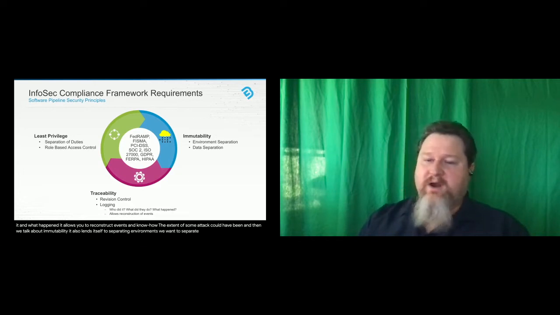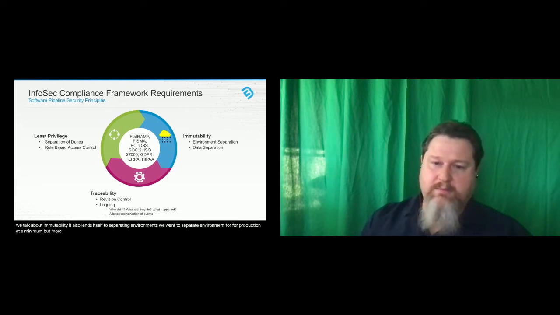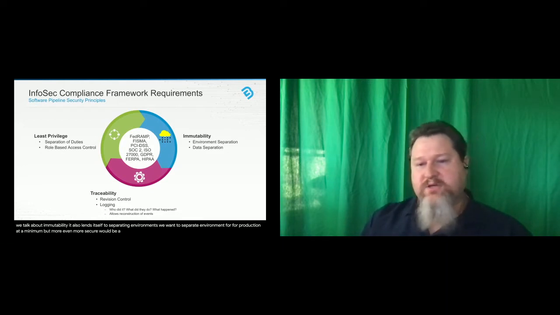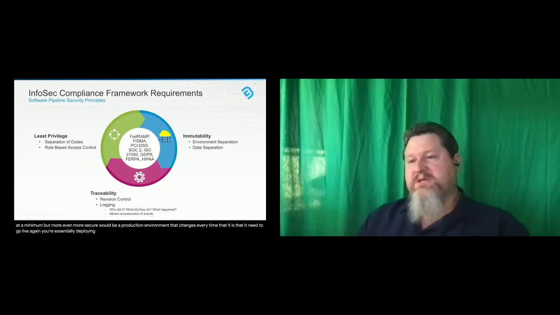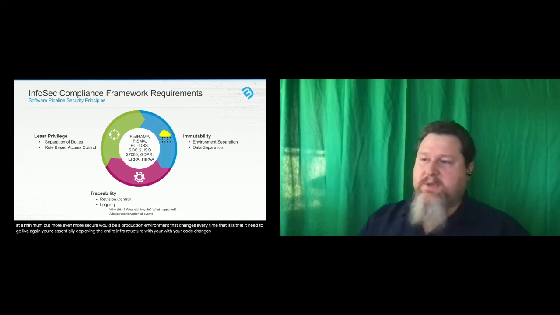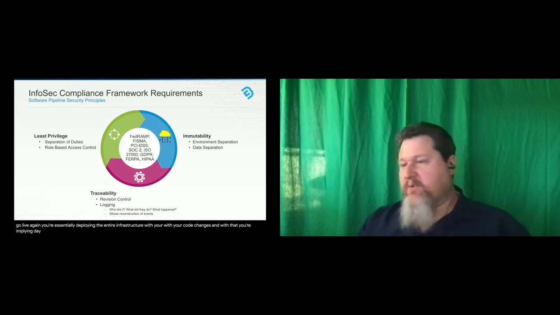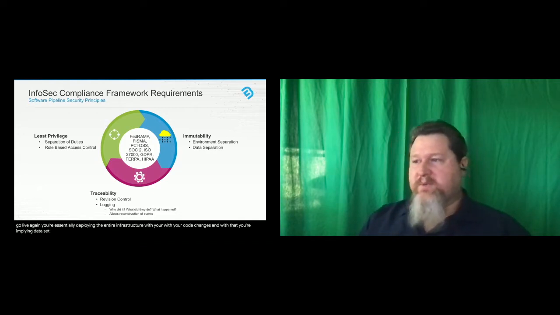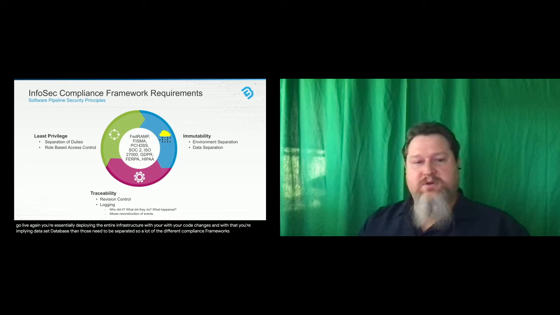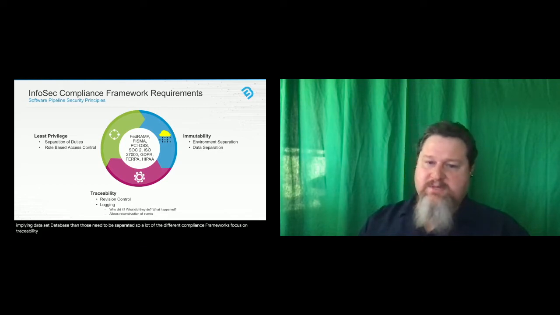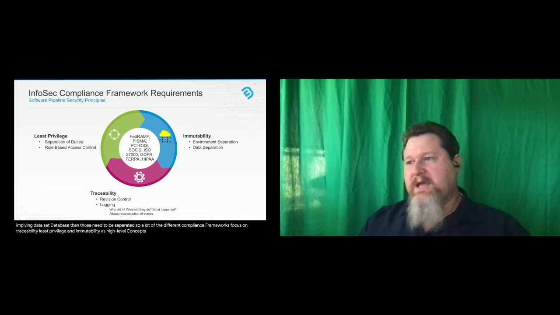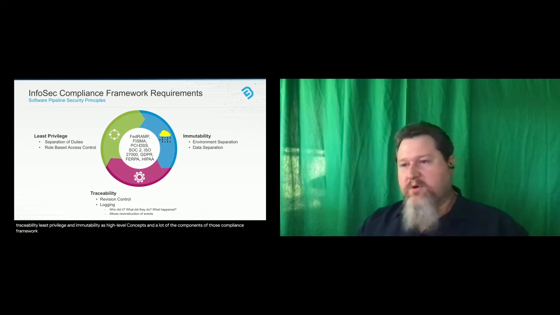We want a separate environment for production at a minimum, but even more secure would be a production environment that changes every time you need to go live again. You're essentially deploying the entire infrastructure with your code changes. And with that, you're implying data separation. If you're redeploying your code but not your database, then those need to be separated. So a lot of the different compliance frameworks focus on traceability, least privilege, and immutability as high-level concepts, and a lot of the components of those compliance frameworks fit up underneath that.